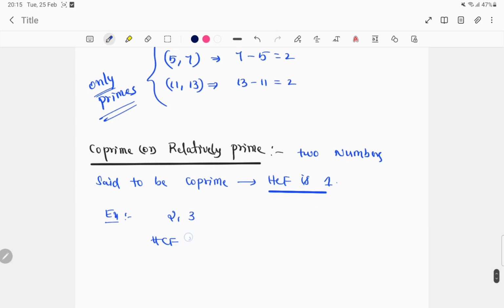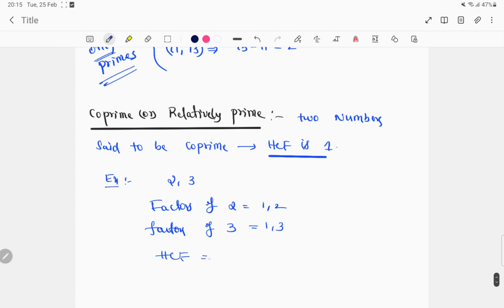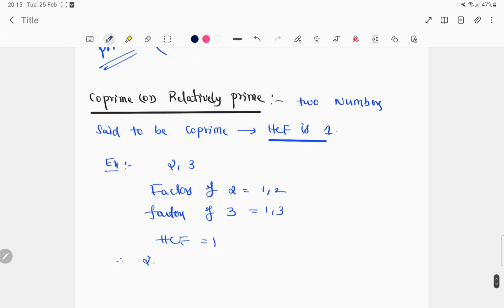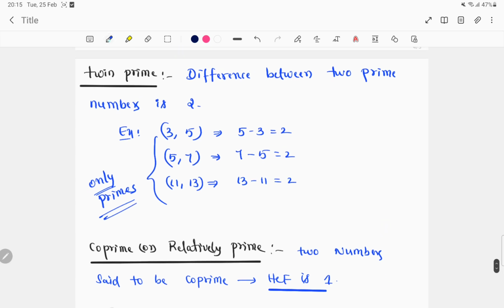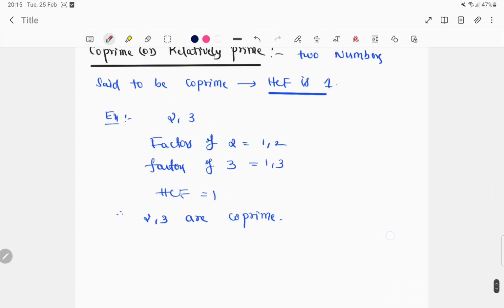Factors of 2: 1 comma 2. Factors of 3: 1 comma 3. So the highest common factor is 1. Therefore 2 comma 3 are called coprime. In twin prime, if you observe, we took only prime numbers. Okay children, but here there are no restrictions. These two are prime.